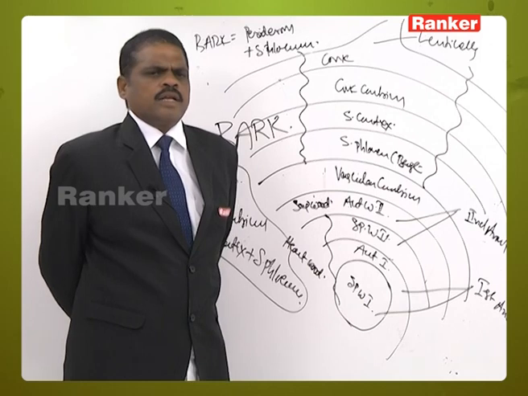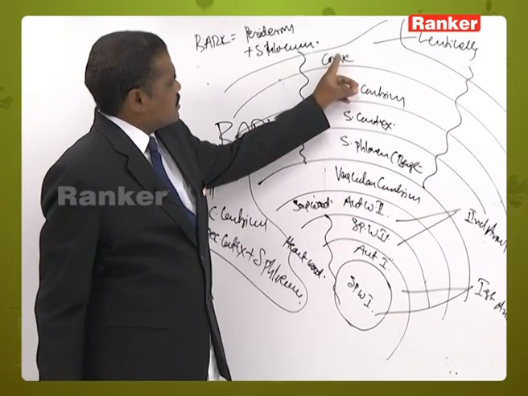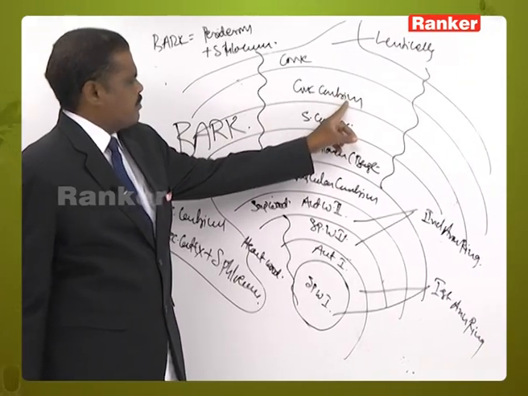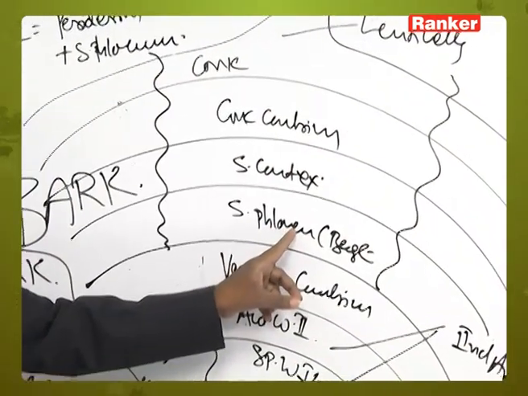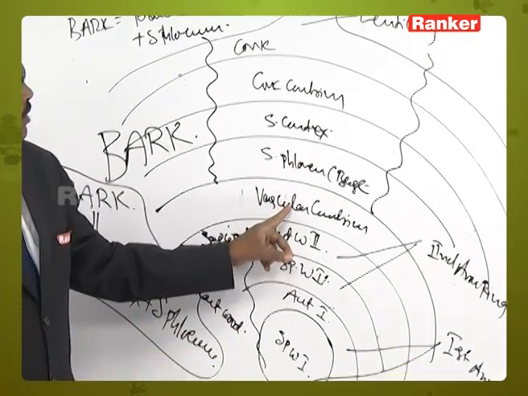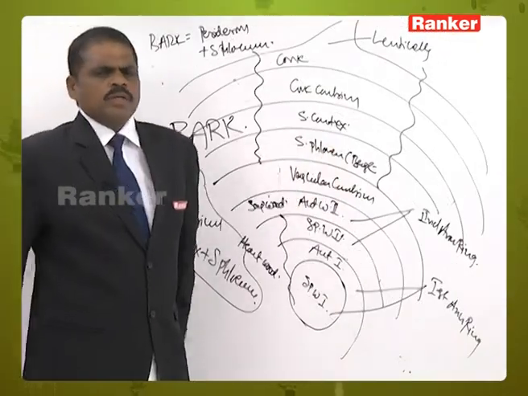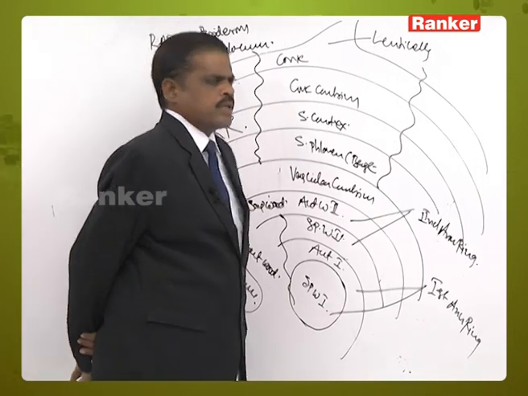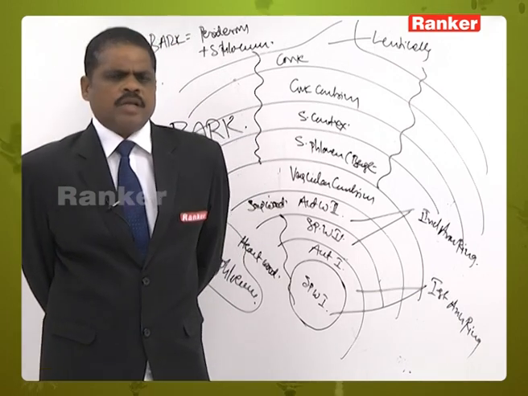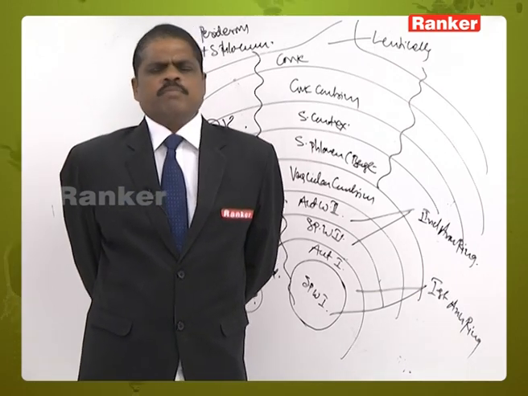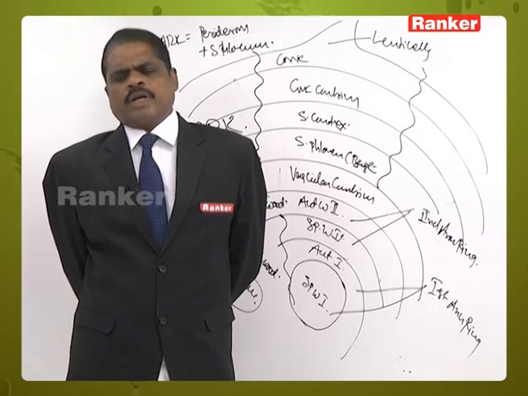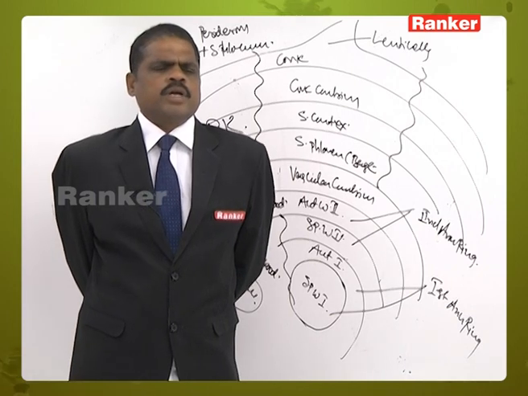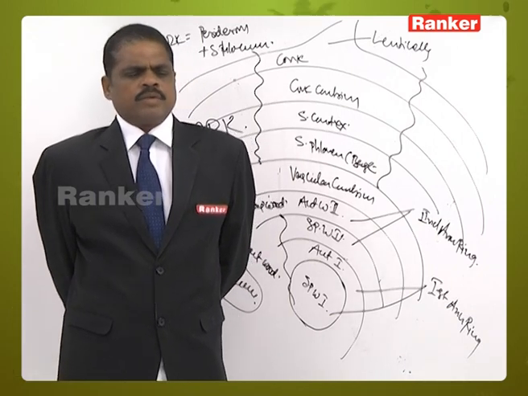As I mentioned already, cork and secondary cortex are produced from cork cambium. Secondary phloem is produced from vascular cambium. So altogether, bark is the combined product of vascular cambium and cork cambium.